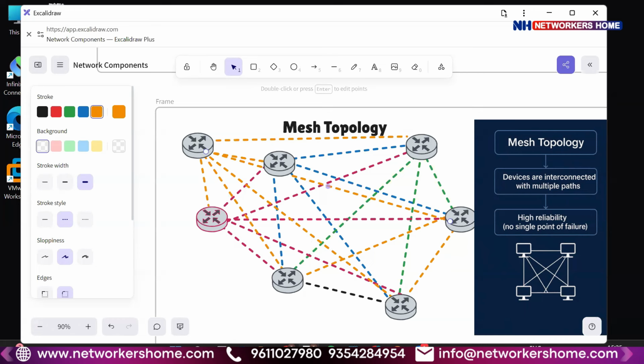Now if I add another router, how many links do I need? Tell me, I'm adding one more router. How many cables do I need? 7 cables. So 1, 2, 3, 4, 5, 6, 7 cables. 7 devices are there, and all 7 have to be connected with my 8th device, so I require 7 cables. If I add one more device, then 8 cables. So as many devices as there are, that many cables are required. It is very complex.